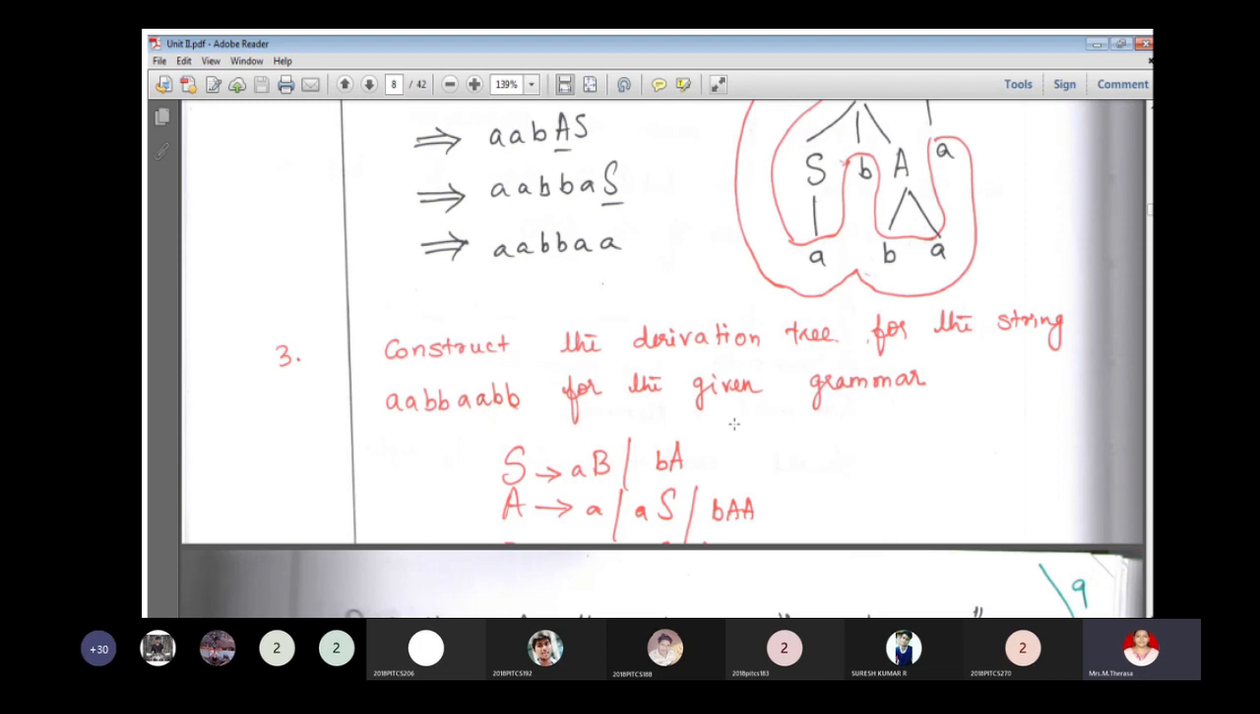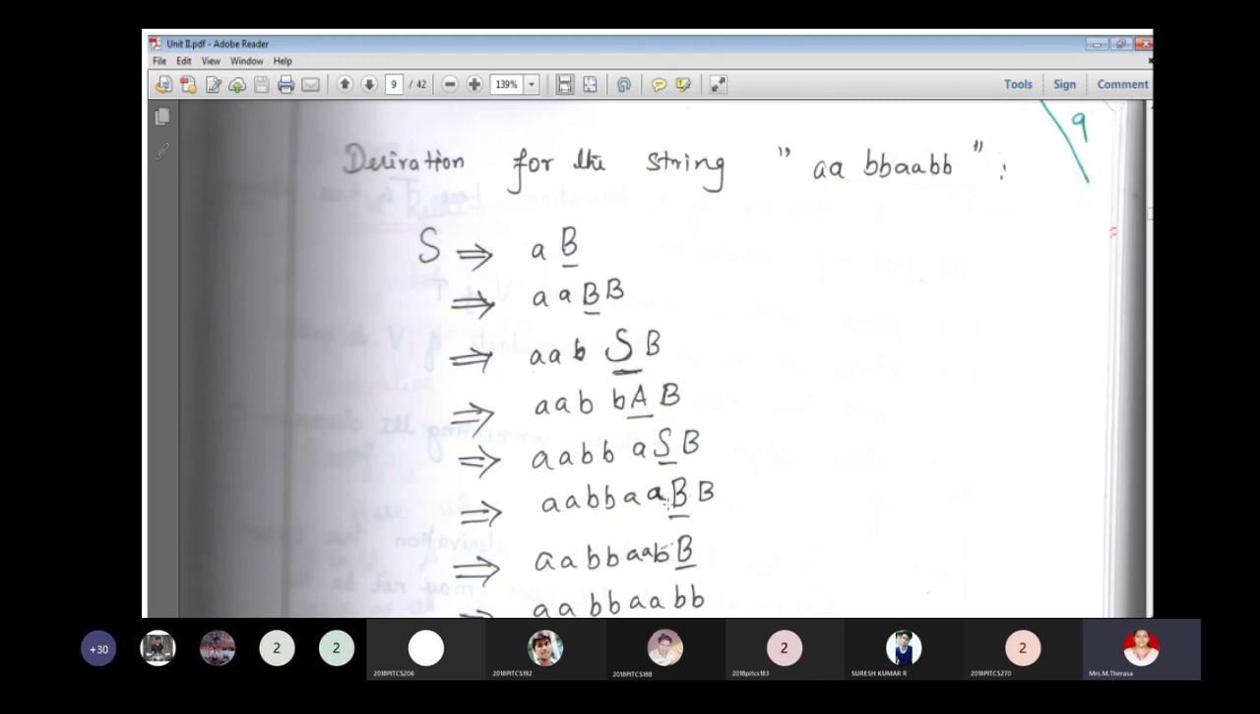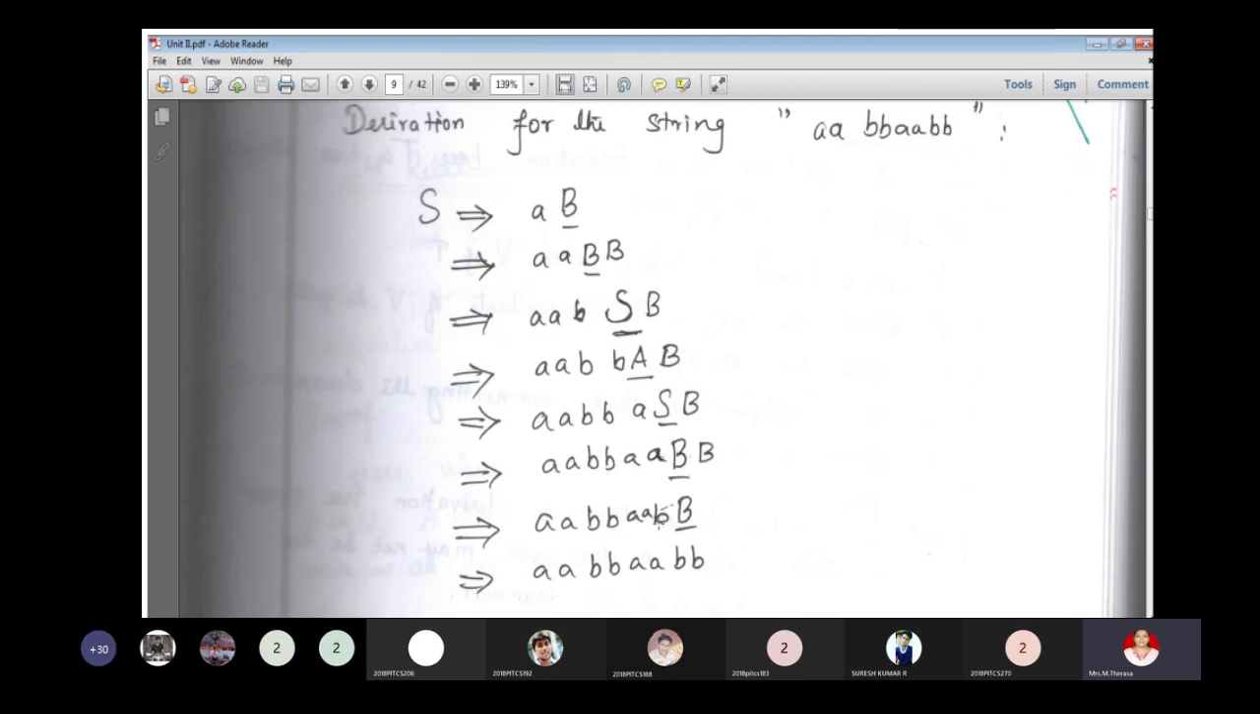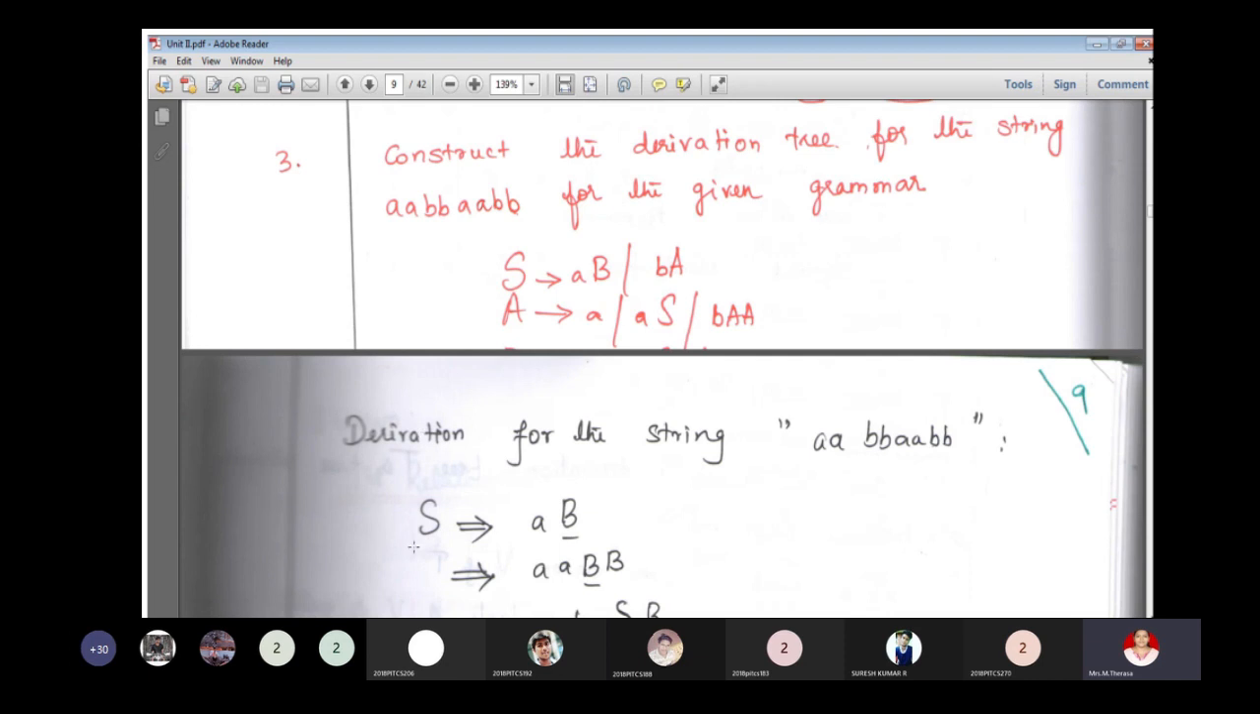Okay, this is another example. Construct the derivation tree for the string aabbabb for the given grammar. Okay. So always you have to start with S. So S has the production aB. So you can replace S by aB. Again, this B has to be replaced by any of its bodies. So suppose it can be replaced with aBB. Okay. Then again you have to choose any one of the non-terminals and replace it by its body. Suppose you are replacing this B with bS. Then you can replace this S with bA. Again you can replace this A with aS. Again you can replace this S with aB. Again you can replace this B with small b. Again the last B with a small b. So what have we arrived at? We have arrived at the string aabbabb. So this is the string we are supposed to derive from this start symbol S.